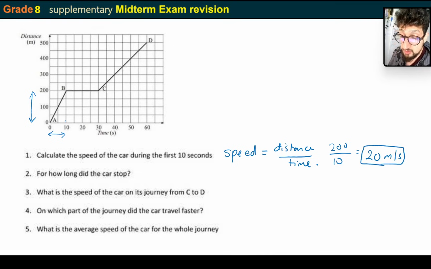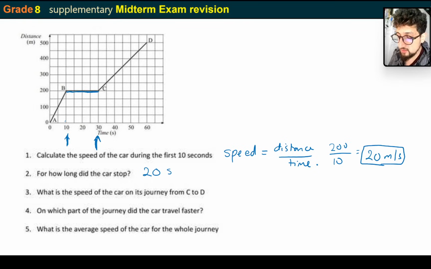For how long did the car stop? So the car stopped over here, and you can see that the car stopped for 20 seconds, because it stopped from 10 all the way to 30. So it stopped for a period of about 20 seconds. 30 minus 10, which is 20 seconds.